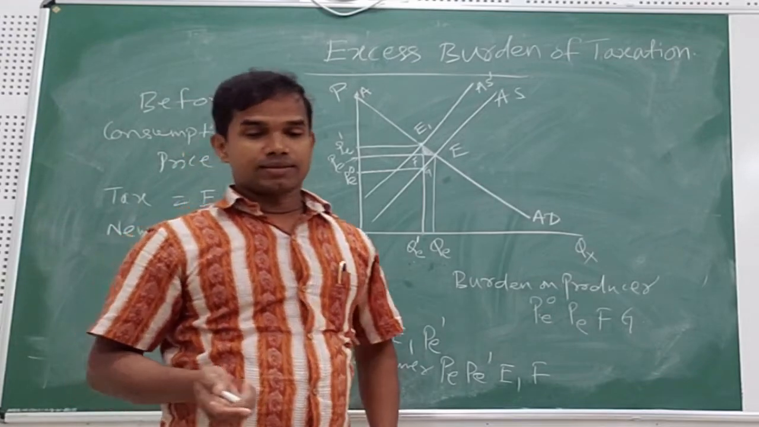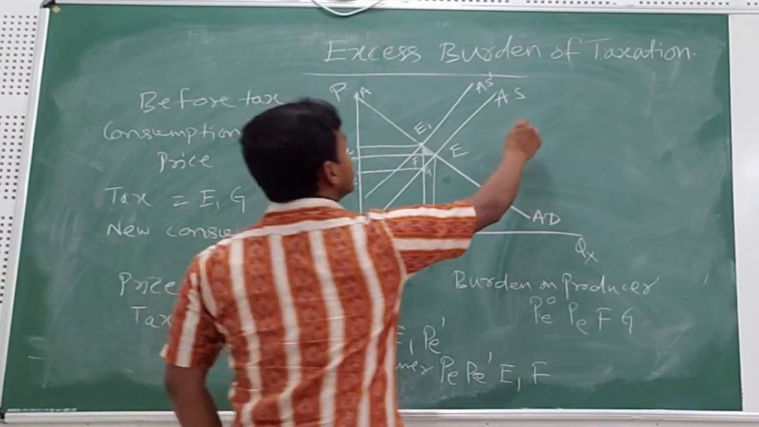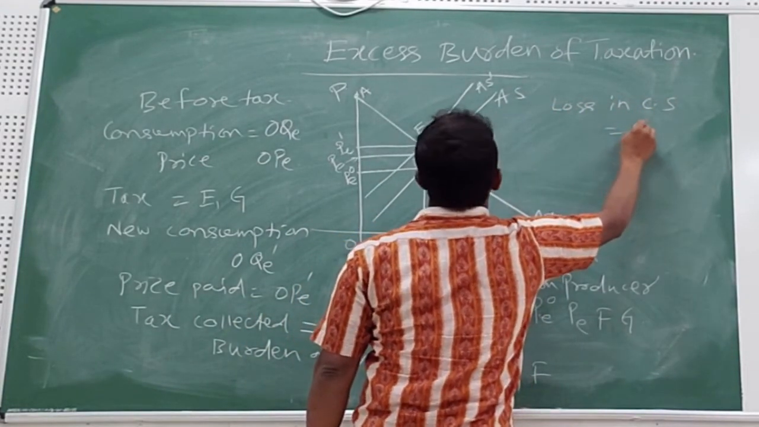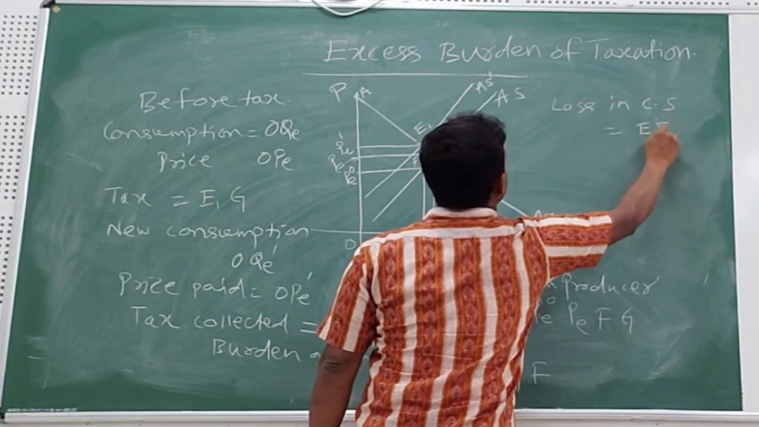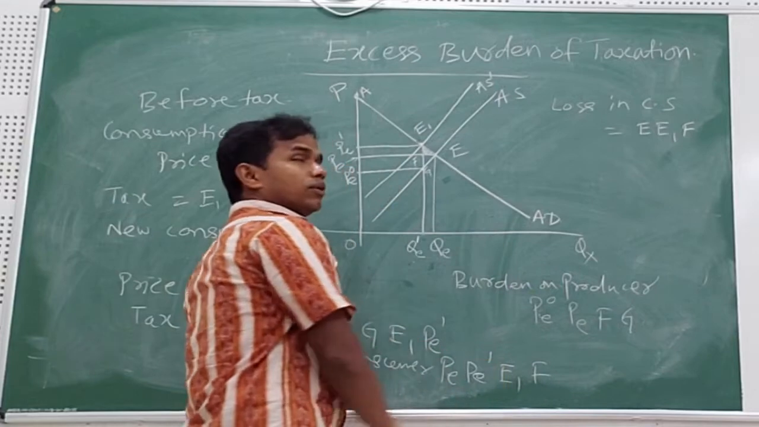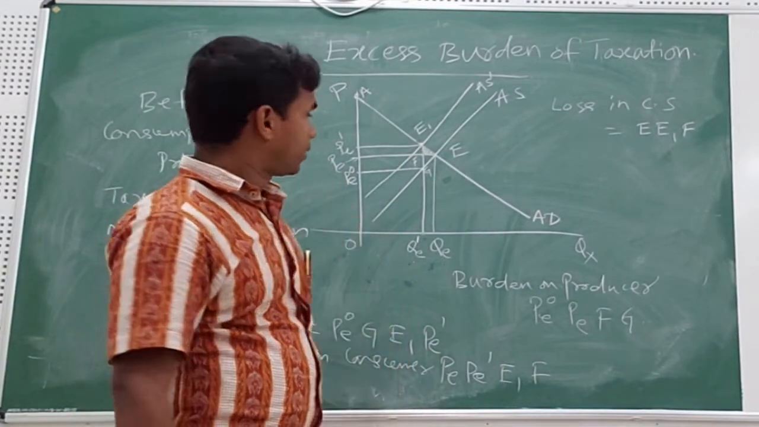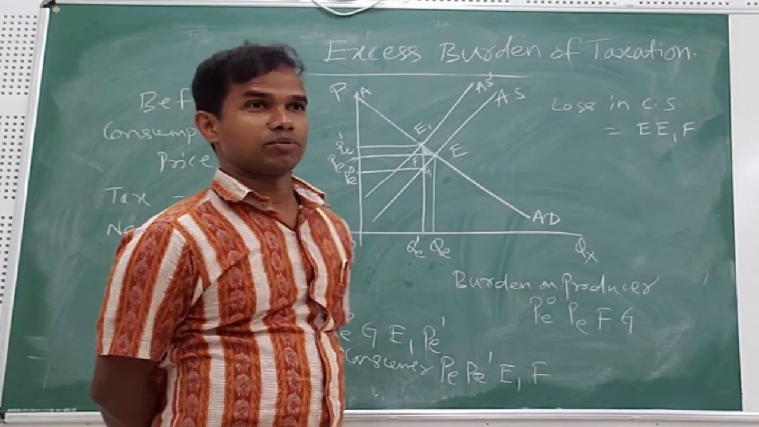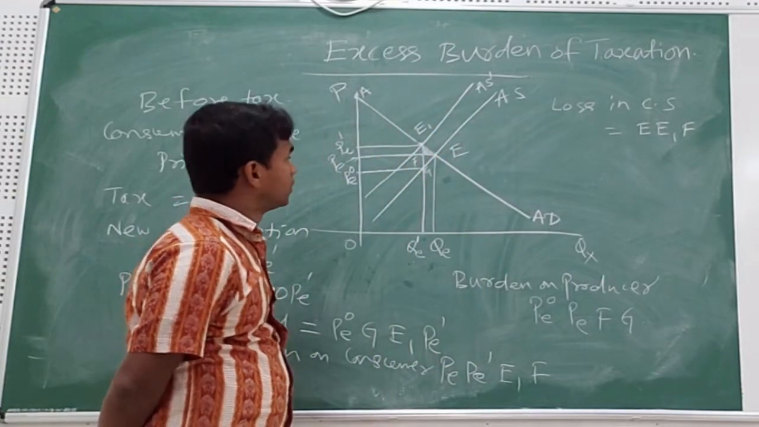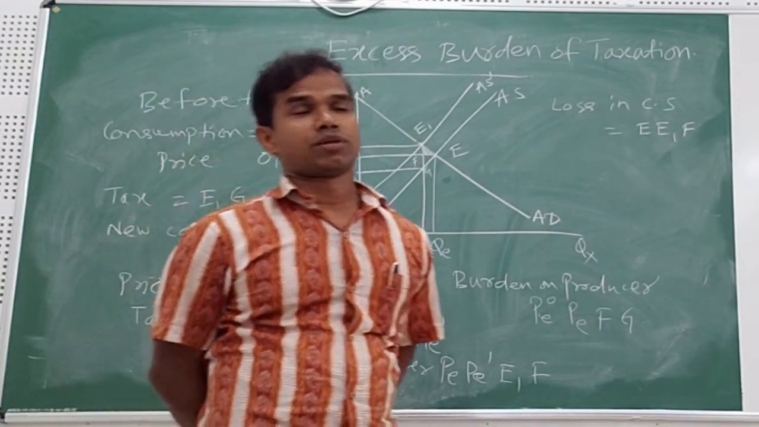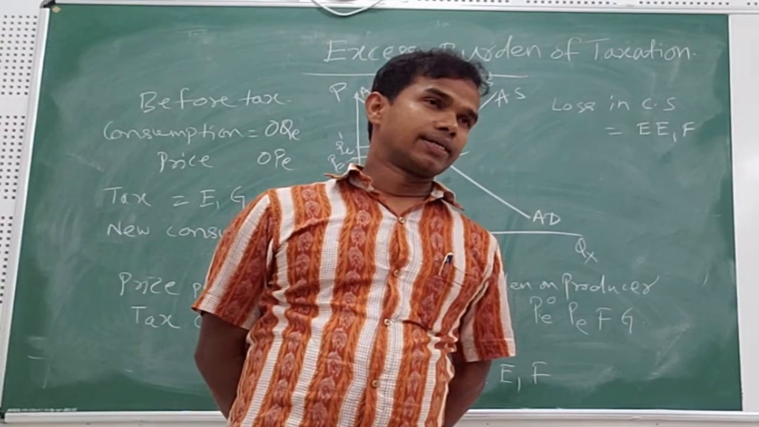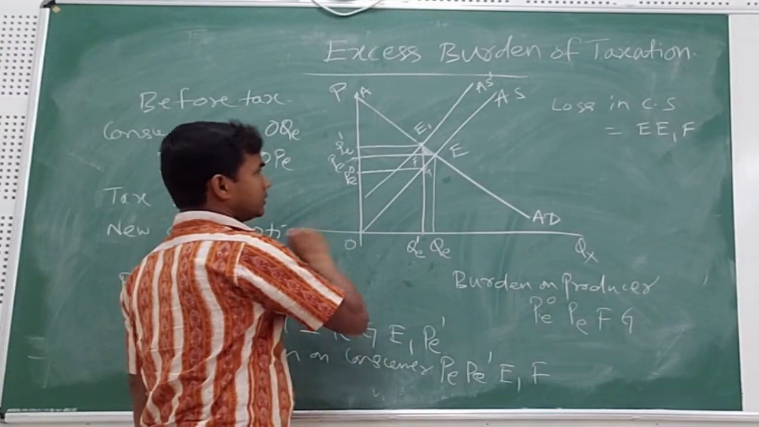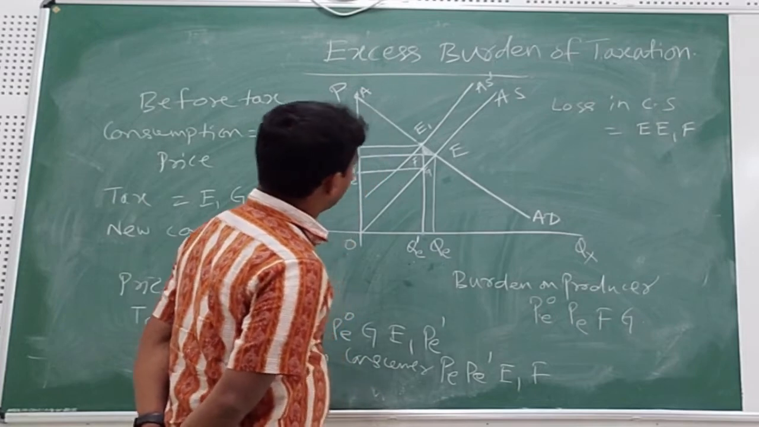Now similarly, we can write down that the loss in consumer surplus is equal to E1 and F. Similarly, you can measure the producer surplus. Before taxation, what is the producer surplus? How do we define producer surplus? The price that you are collecting minus the marginal cost. So the marginal cost, now you can draw it below. And now you can measure the cost.